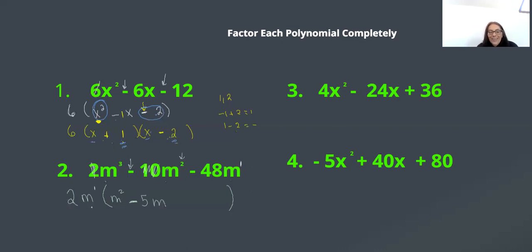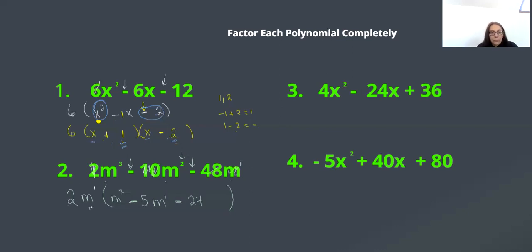Are we doing okay? M times m, or m to the first if you prefer, is m squared, because when you multiply, you add the exponents. This positive 2m times a negative will give me this negative. And 2 times 24 is 48. And I've already got this m on the outside.